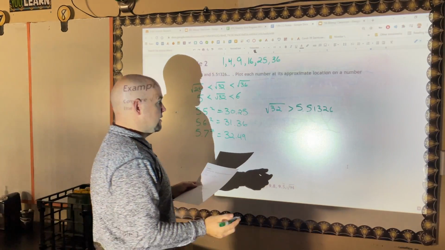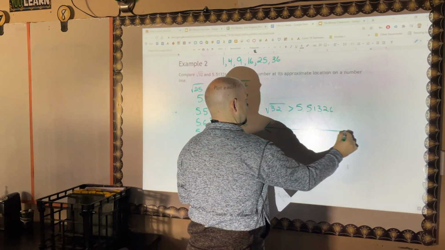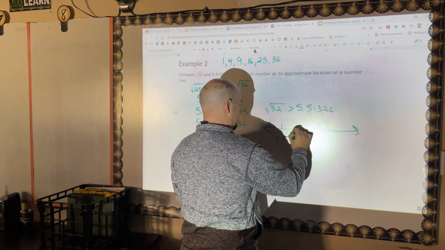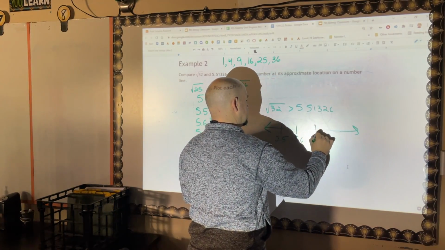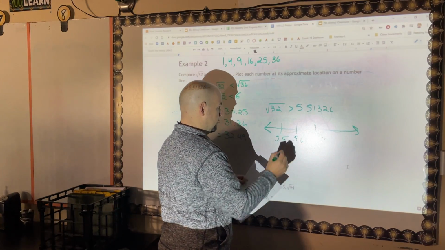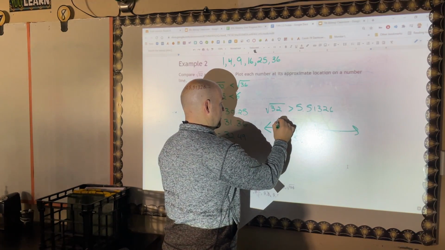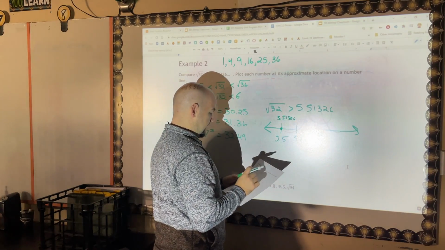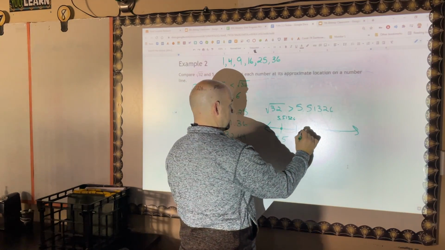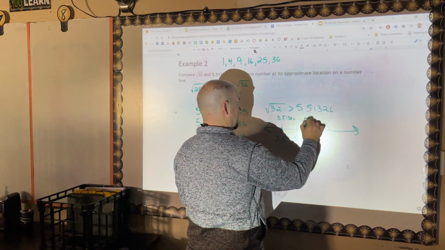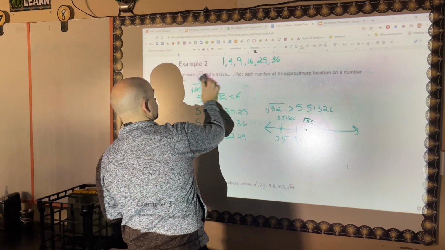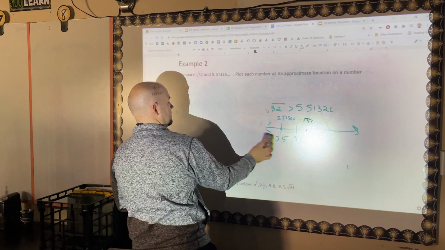And if we plotted that on a number line, we would have 5.5, 5.6, 5.7. Our 5.5 would be right around there. And our square root of 32 would be right there in the middle of all that. All right, bell's about to ring. We're going to rush through this last one.